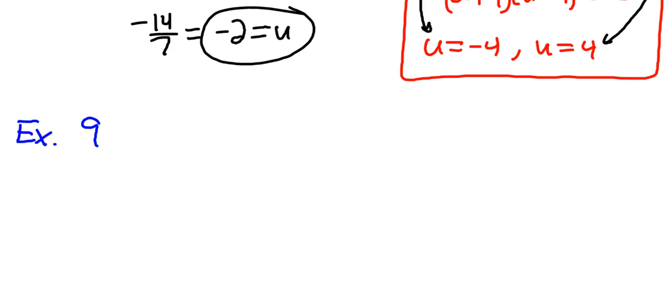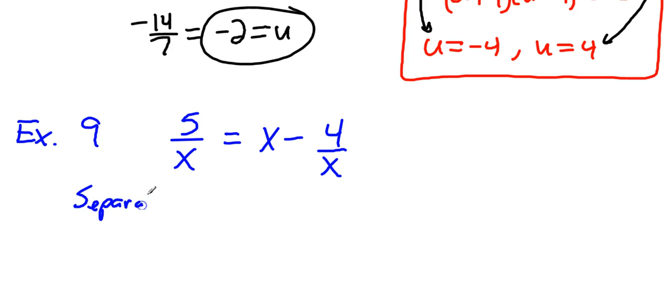Okay, let's get you one a little bit shorter. How about that? Let's go 5 over x equals x minus 4 over x. Or at least I think it's shorter. Hopefully it'll be that way. And it's still got those same directions. Separate the answers with commas if you have it.